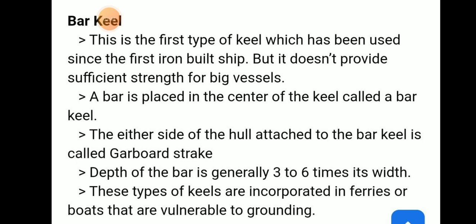So a bar placed in the center of a keel is known as bar keel.